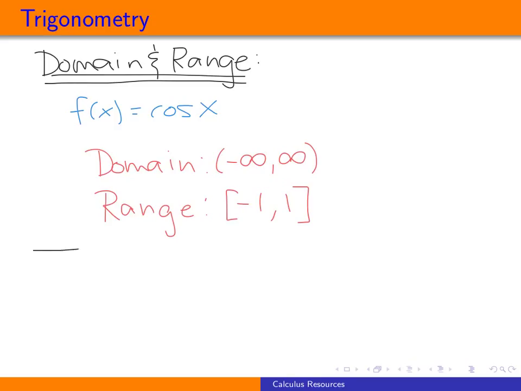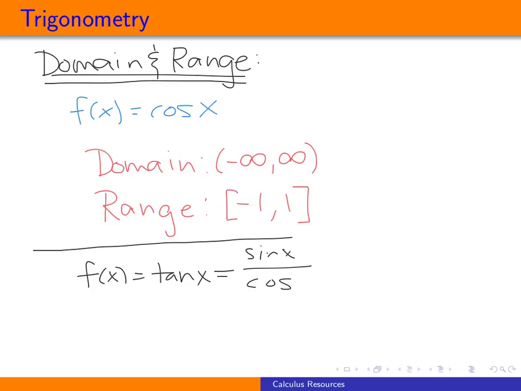And now for f of x equals tangent x, from our trigonometric identities, we know that tangent x is sine x over cosine x. Our range here, because we'll have all these possible values, will actually be negative infinity to infinity.